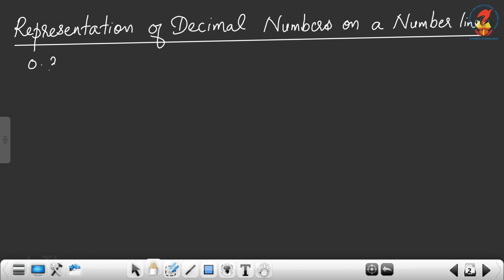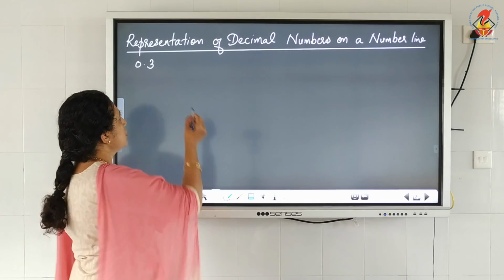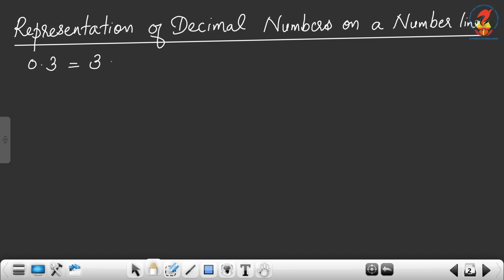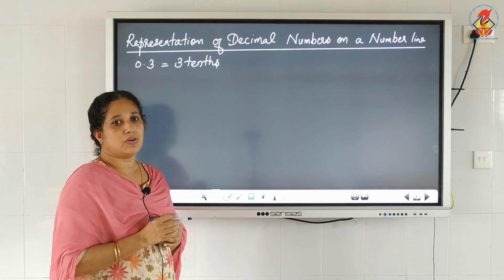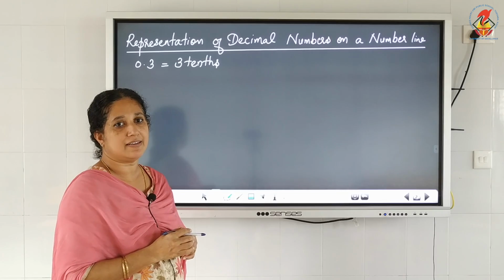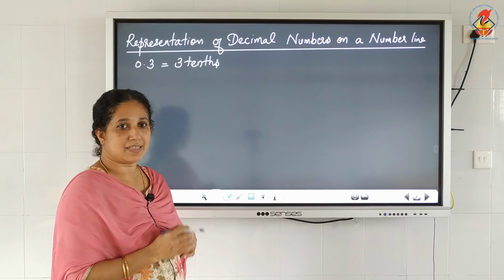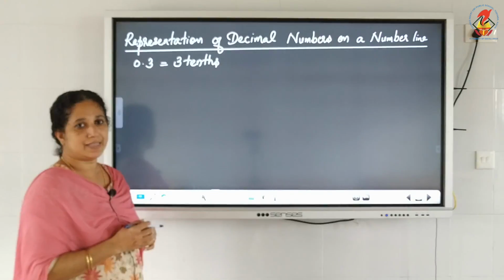Now suppose we have to represent 0.3 on the number line. So what is meant by 0.3? 0.3 means it is 3/10. Now 3/10 means the whole object is divided into 10 equal parts and we have to select 3 parts. Now we have to represent this as 0.3 on the number line.